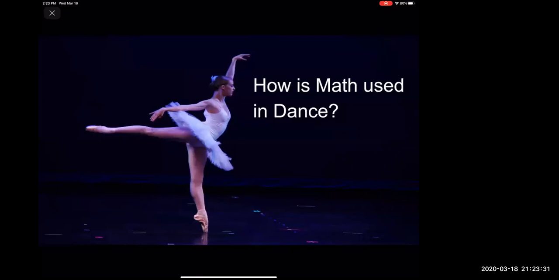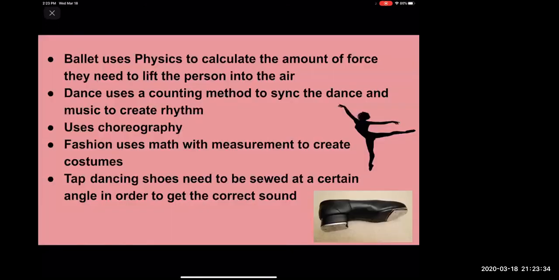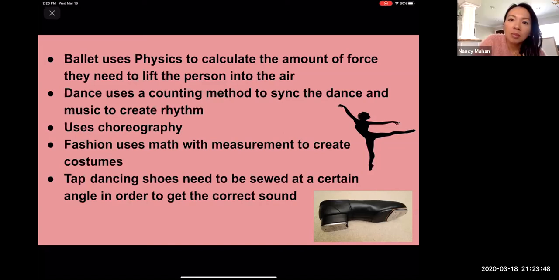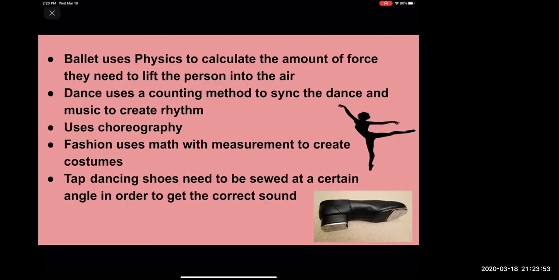So we learn how is math used in dance. So ballet uses physics to calculate the amount of force they need to lift the person into the air. And dance uses a counting method to synchronize the dance and music to create rhythm. It uses choreography. And fashion uses math with measurement to create costumes. Tap dancing shoes need to be sewed at a certain angle in order to get the correct sounds. So that's it, I think.